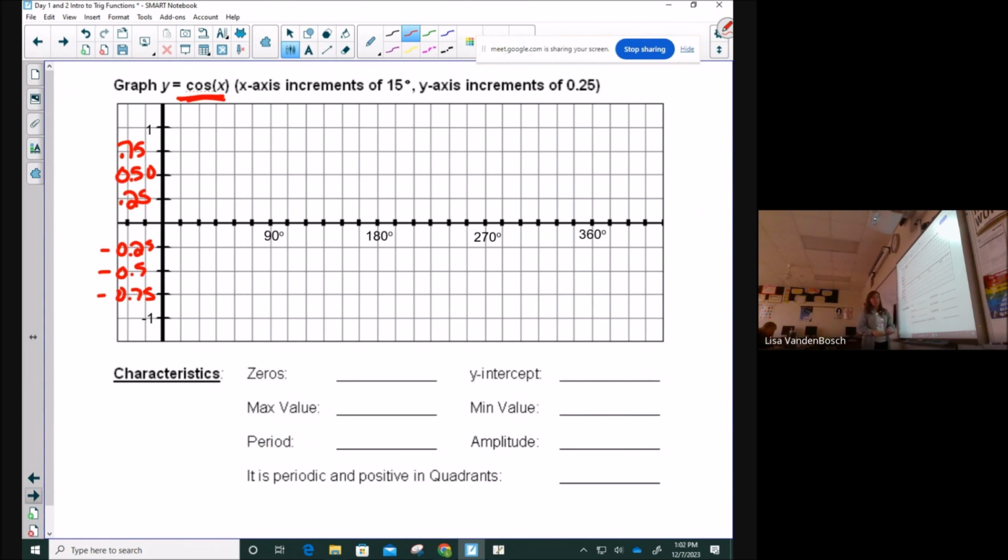So right now, if you put in your calculator cos 0, what do you get? 1. You should get 1. Oh, yeah. Okay. We're not done yet, guys. We got 3 minutes left. So now let's put in cos 15. Put in cos 15, what do you get?